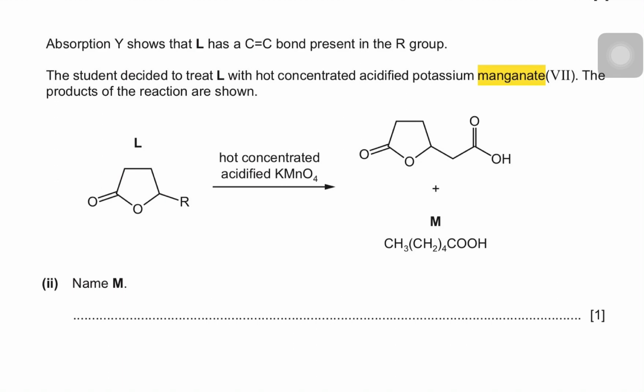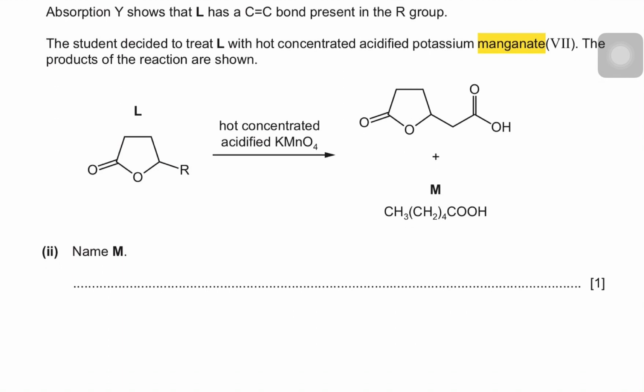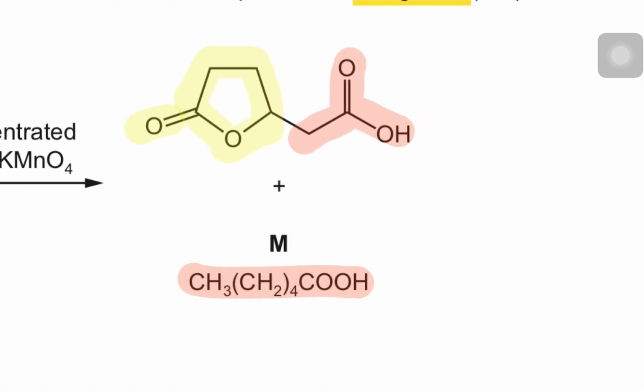with hot acidified manganate. You can see that the 5 carbon cycle with the oxygen remains the same. It's the same in one of the products, but the R group has converted itself into this portion and this portion. So it means the R group had all these carbons. Now let's number it to understand how the R group looked. I would number it in a way. Let's call this carbon 1 and this carbon 2.